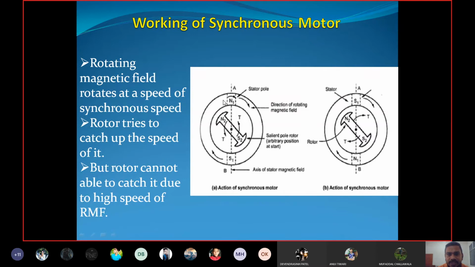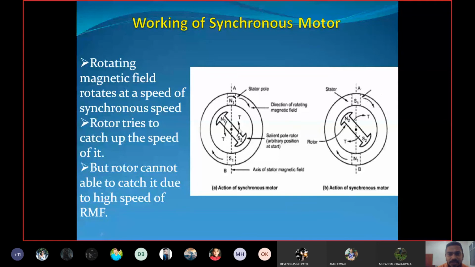These two, the north pole of the stator and the north pole of the rotor. So due to the force of repulsion produced in between these two poles, the rotor tries to rotate in the anti-clockwise direction. Okay, so now what happens?